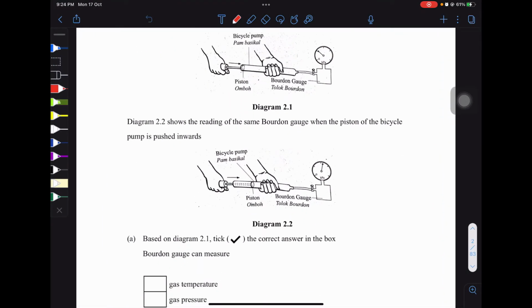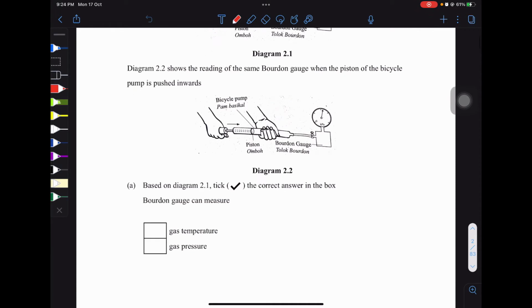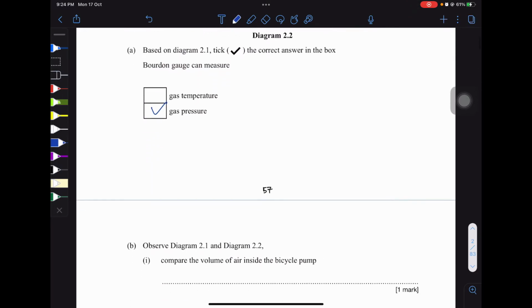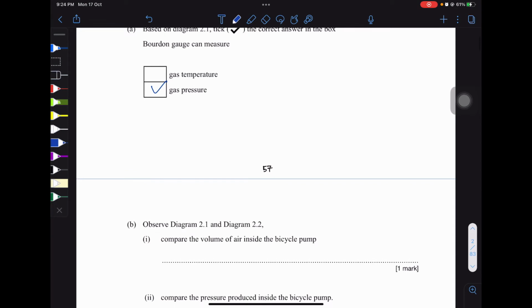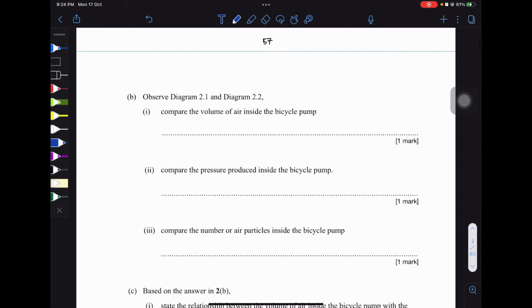Based on diagram 2.1, tick the correct answer in the box: the Bourdon gauge can measure... Of course, the answer is gas pressure. Next. Observe. This is an easy question. Just look at the diagram and compare.